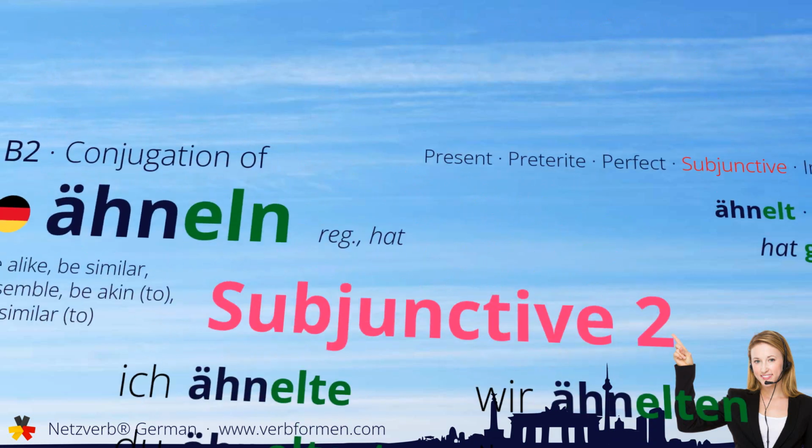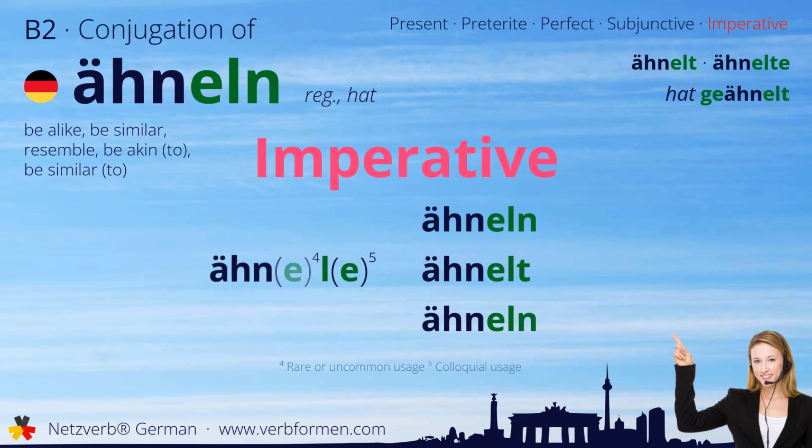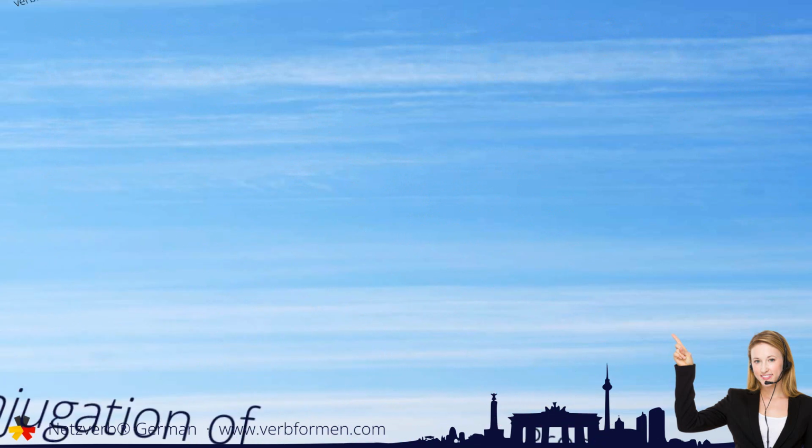And finally, we'll cover the imperative. Ähnle du. Ähneln wir. Ähnelt ihr. Ähneln Sie. That was our today's learning video about the verb ähneln.